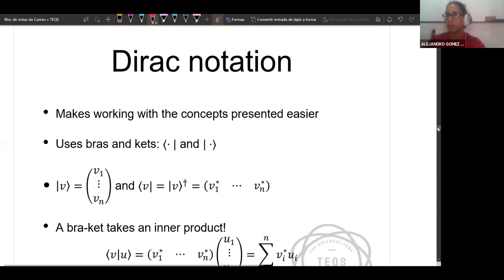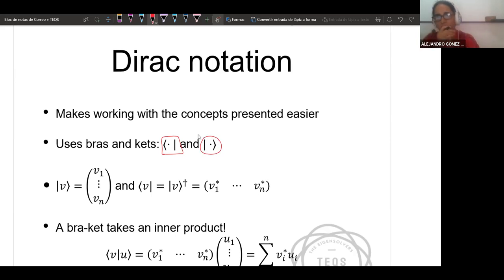Okay, so let's start with Dirac's notation. This is a notation that comes from quantum mechanics in general, and therefore it's used in quantum computing. You're going to see that this notation is going to make working with the concepts we presented above much easier. So that's the importance of this notation. It consists of bras and kets. The bra is written in this way, with an angle bracket, and the ket is this.